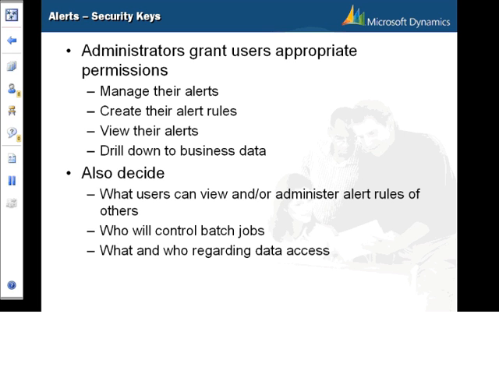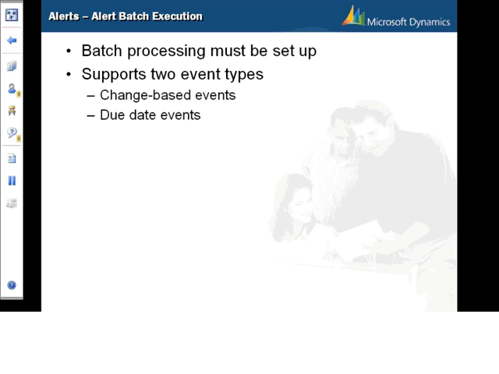Next step is alert batch execution setup. Alerts are processed with the batch processing functionality in Microsoft Dynamics AX. Batch processing must be set up for alerts to be delivered. Microsoft Dynamics AX supports two different event types: triggered by change-based events, the so-called create, delete, and update events, and triggered by the due date. You can set up batch processing for each of these types of events.